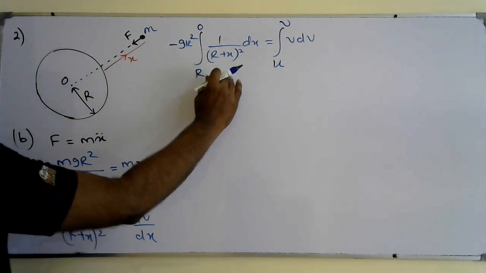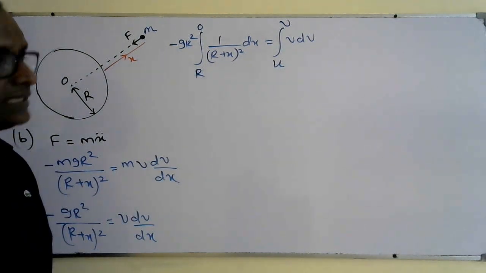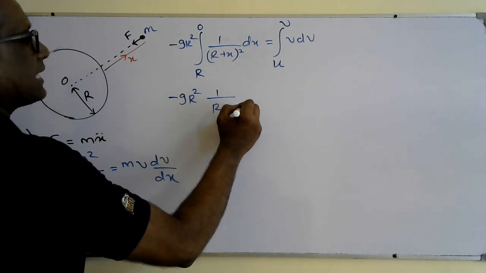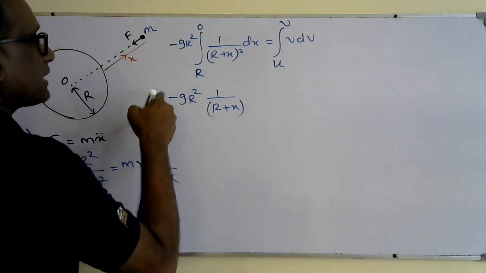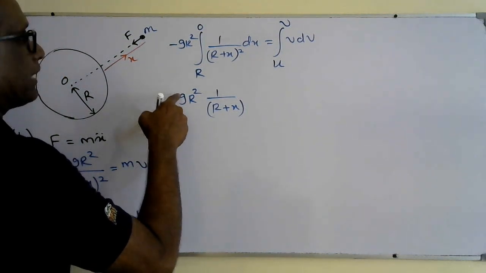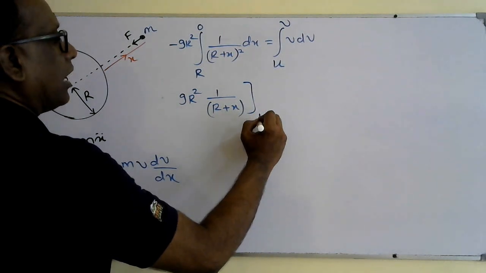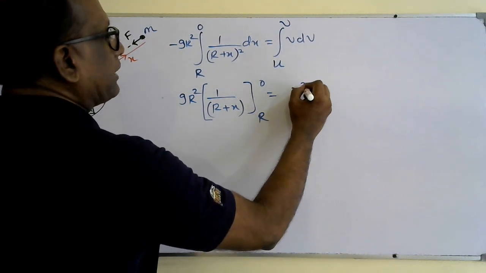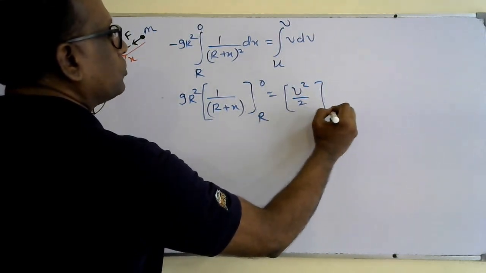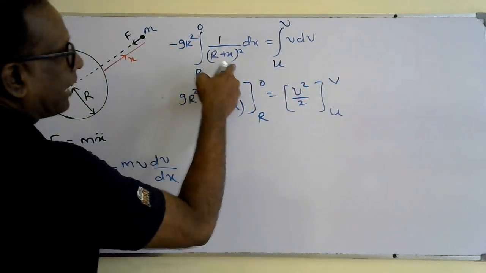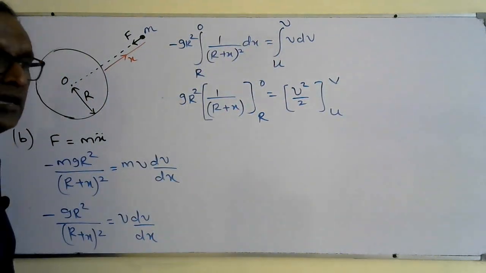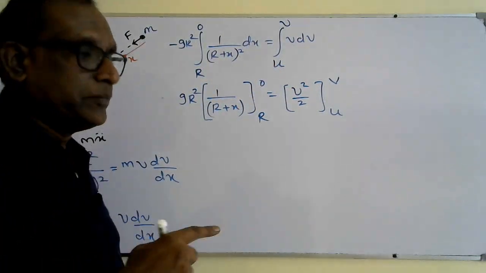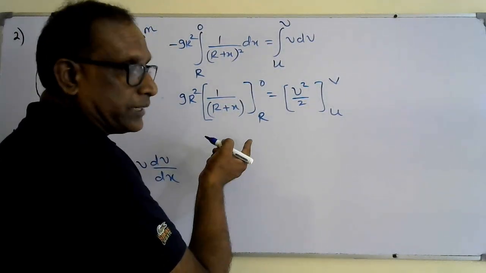That's all. So you know how to integrate it. Already I did it in the first method. It's going to be minus gr squared, 1 over r plus x, there will be a minus sign. So that minus sign will get cancelled with this minus, so it will become plus. The limits from r to 0 equal, this will be v squared by 2, and the limits are from u to v. Again, for the integral of (r plus x) to the power minus 2, we get (r plus x) to the power minus 2 plus 1, that is (r plus x) to the power minus 1, and the denominator there will be minus 1.